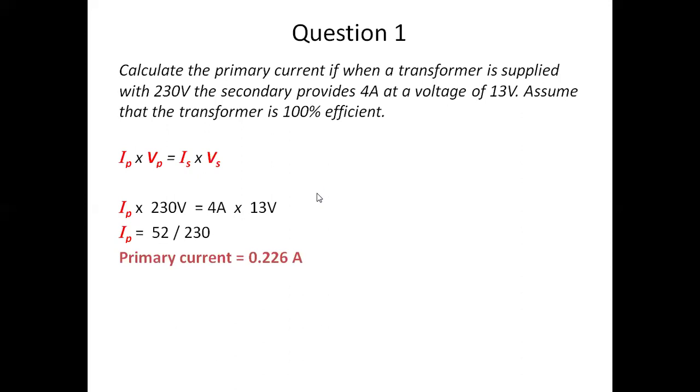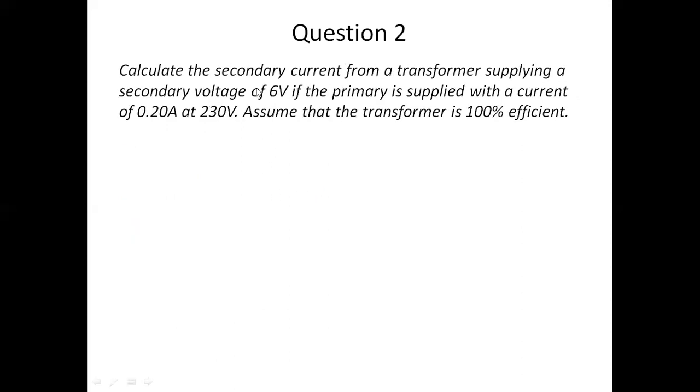This equation is only used when the transformer is 100% efficient, because in that case only the power input will be equal to power output. Now calculate the secondary current from a transformer supplying a secondary voltage of 6 volt, if the primary is supplied with a current of 0.2 ampere at 230 volt. Assume that the transformer is 100% efficient. So again, the current in the primary is 0.2. Voltage in the primary is 230.